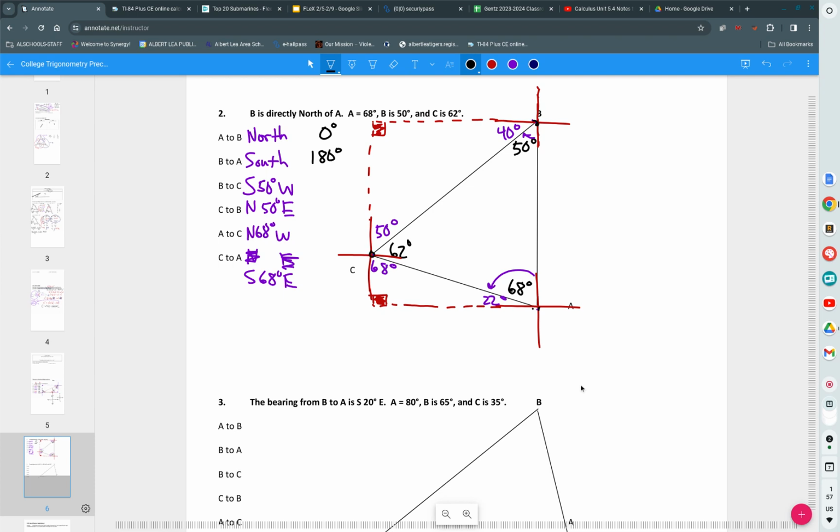B to C. So some people like to think about this multiple ways. You could either go 40 degrees back of 270, or you could go 50 degrees past 180. Either way, it brings you to 230. C to B, you go 50 degrees past 0. Now you get 50 degrees.